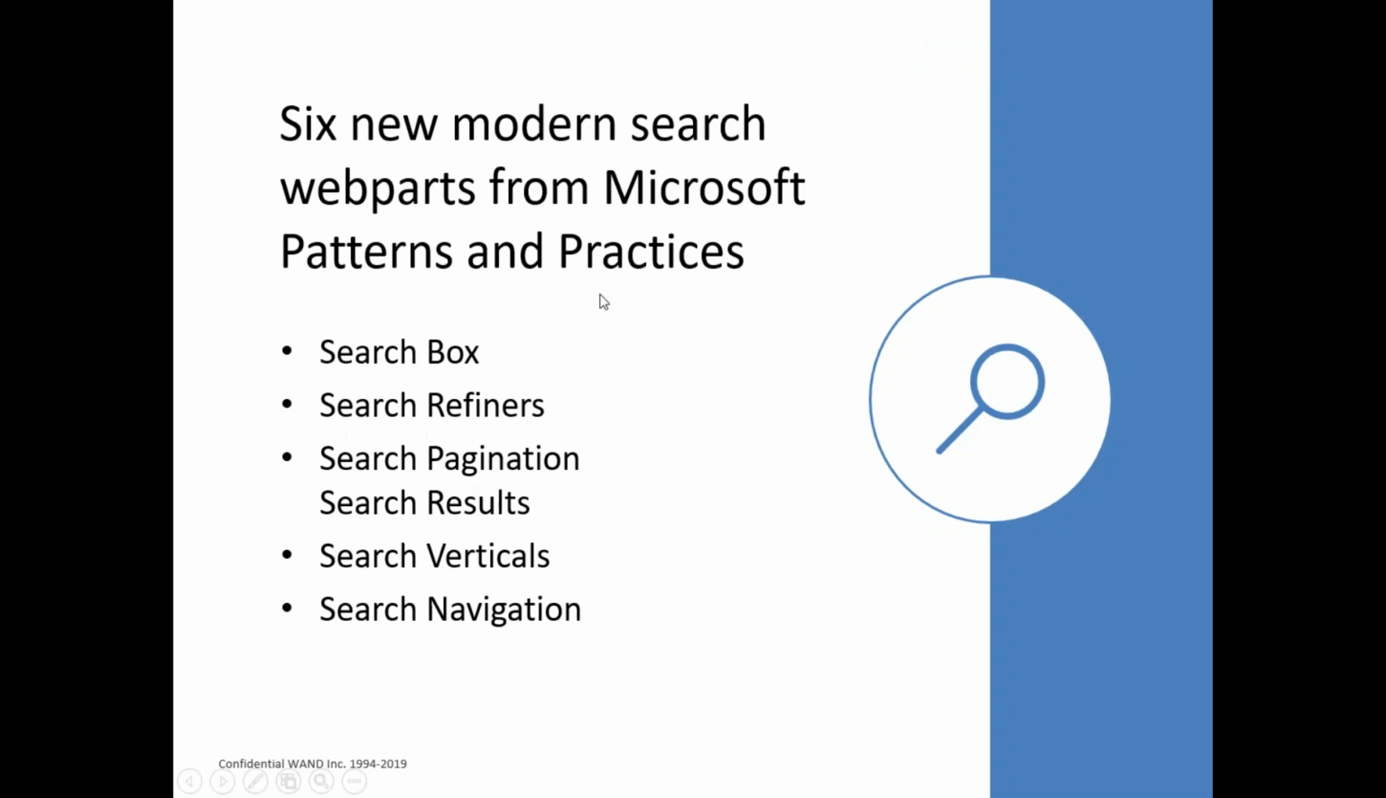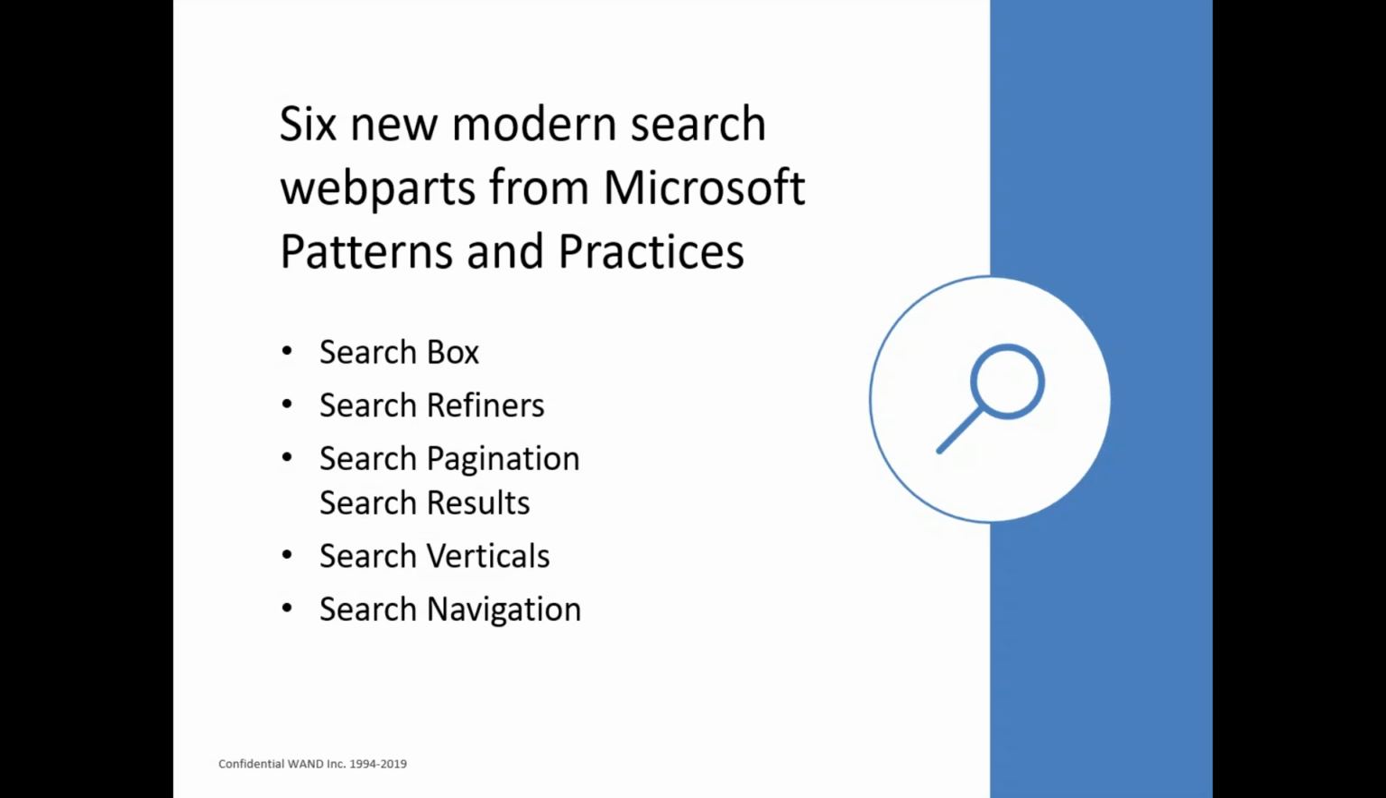So with that in mind, in August, the Patterns and Practices group released 6 new modern search web parts that help solve a lot of the problems we just talked about on the previous slides, that you can't do the refiners, customizing the SharePoint experience. And now we can. In those 6 web parts, we've got a search box, search refiners, search pagination, search results, which is missing a bullet point, search verticals, and search navigation.